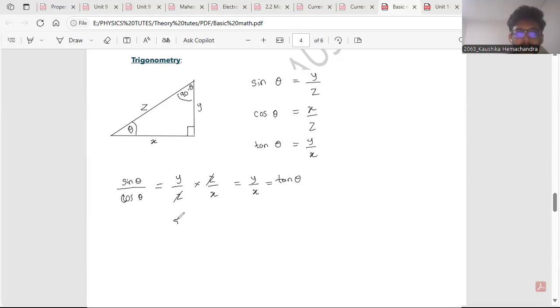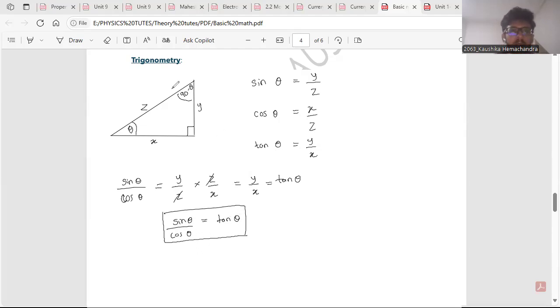So sine theta over cos theta equals tan theta. Sine theta over cos theta is tan theta. You will need this for almost all questions involving angles.